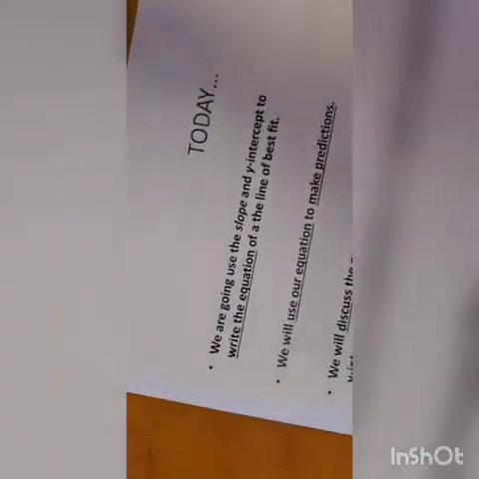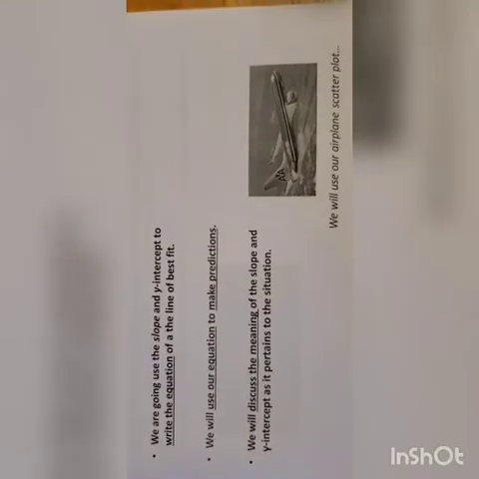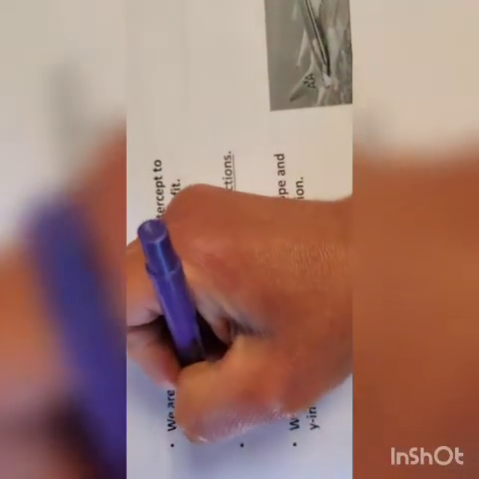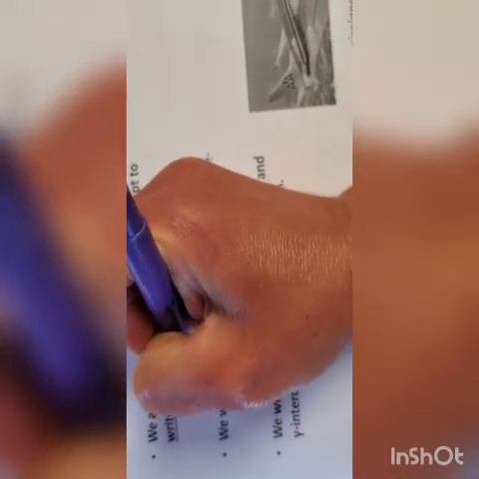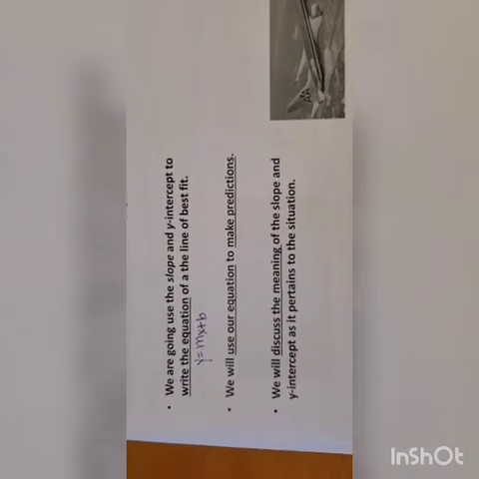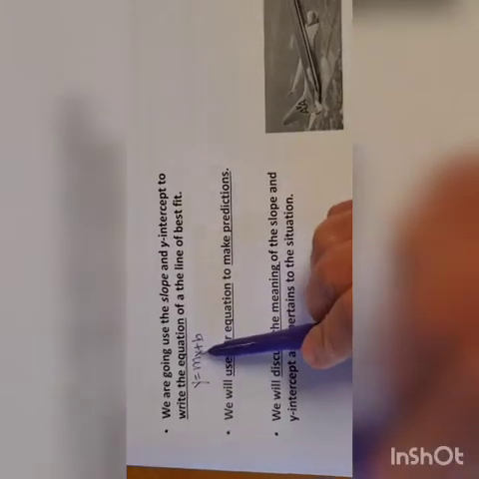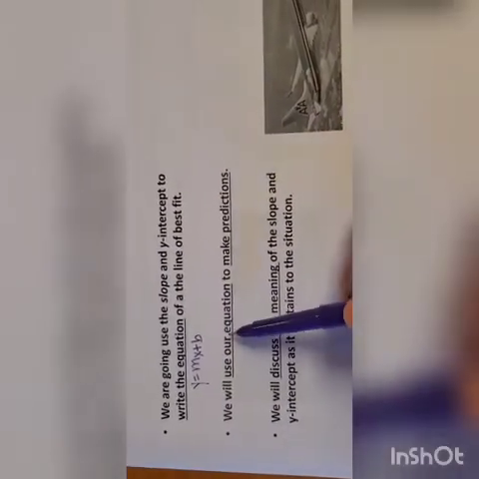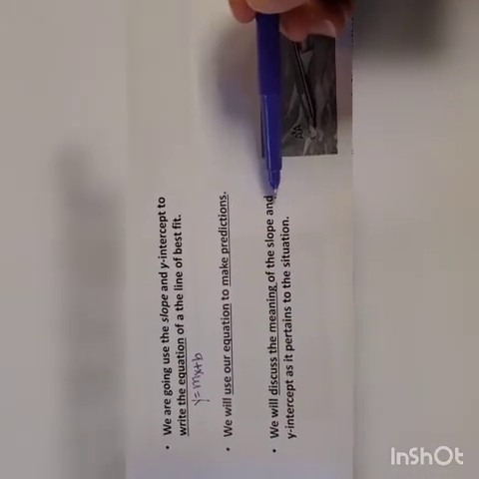All right. Now, that's our review. Today what we're going to be doing is using the slope and the y-intercept of the line of best fit to write the equation. Remember, we write equations in y equals mx plus b form. You've gotten some practice on that in the last week. And we are going to write them in this form, where m is the slope and b is the y-intercept. And then we're going to use the equation to make predictions. We're also going to discuss the meaning of the slope and the y-intercept as it pertains to the situation.